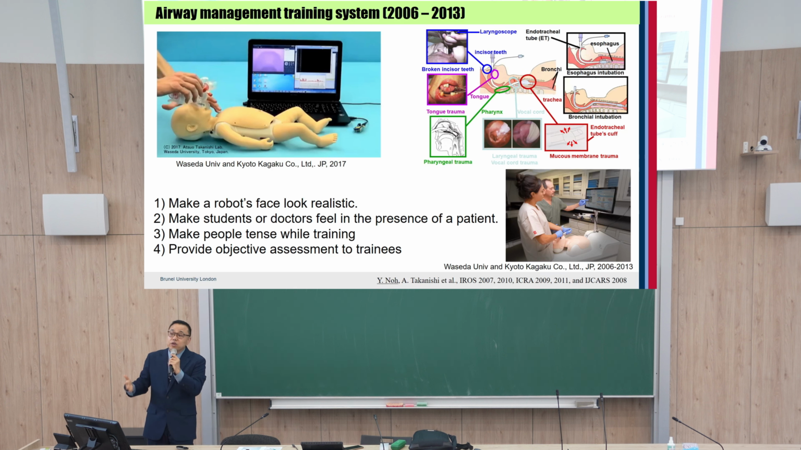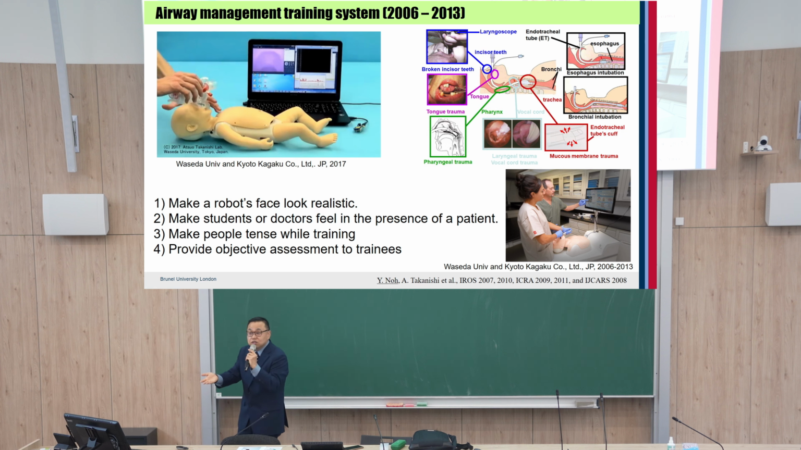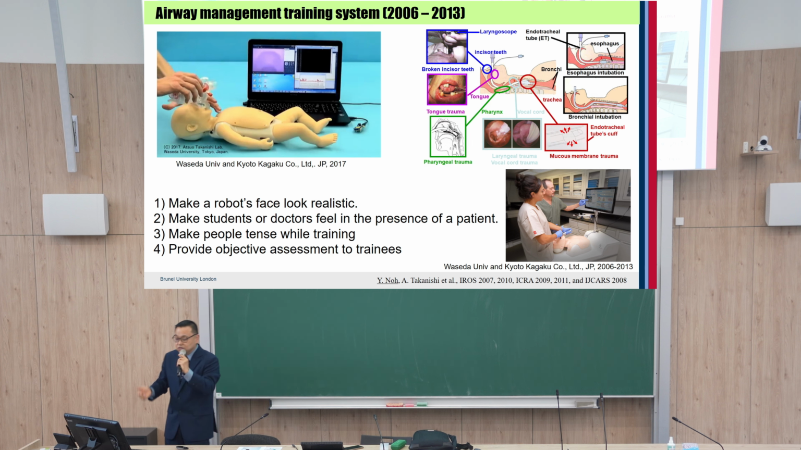Why? We can't practice on an actual human being. That is the ethics issue. Who knows, your training may cause some permanent complication for the patient, and then who is going to pay the compensation to the patient, right?